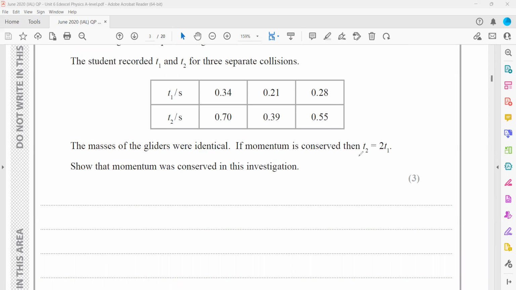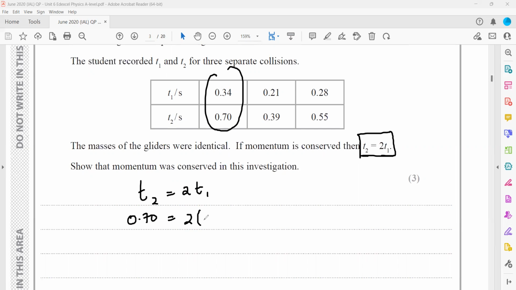If the momentum is conserved, then T2 should be equal to twice T1. Show that the momentum was conserved in this investigation. So if the momentum is conserved, the second time should be twice the first one. What you have to do is compare them: with each result, T2 should be equal to twice T1. When we take the first set of results, T2 is 0.70. And twice T1 is 2 × 0.34, which equals 0.68.